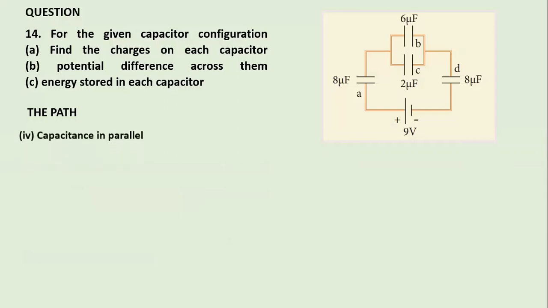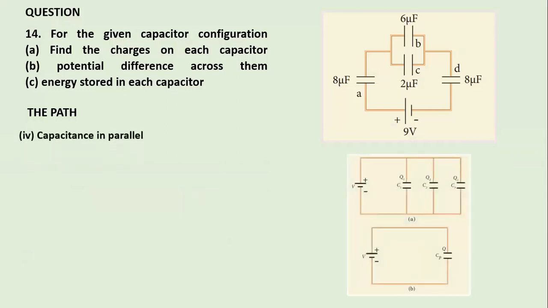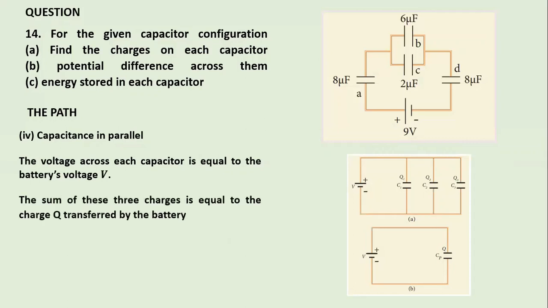Then the fourth, the capacitance in parallel. Three capacitors C1, C2, C3 are connected in parallel. The plates of the capacitors are connected to the terminals of the battery. Therefore, the voltage across each capacitor is equal to the battery voltage V. The sum of the charges Q1, Q2, Q3 equals the charge delivered from the battery, so capital Q equals Q1 plus Q2 plus Q3. The effective capacitance Cp equals C1 plus C2 plus C3.